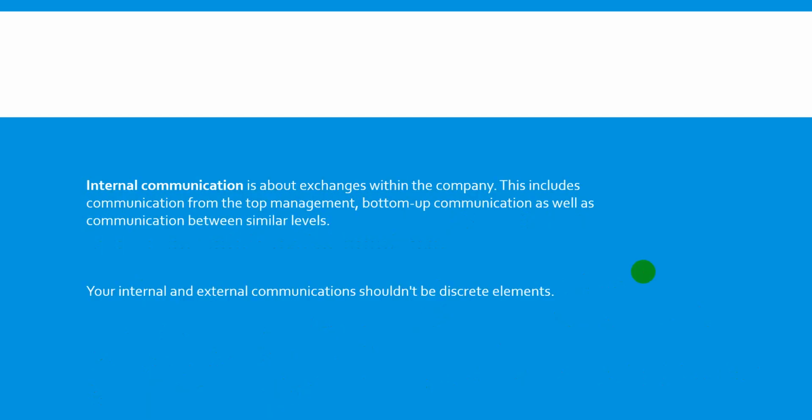Now let's move to the internal communication. Internal communication is about exchanges within the company. This includes communication from top management, bottom-up communication, as well as communication between similar levels. So commonly internal communication is the transmission of information within the organization.